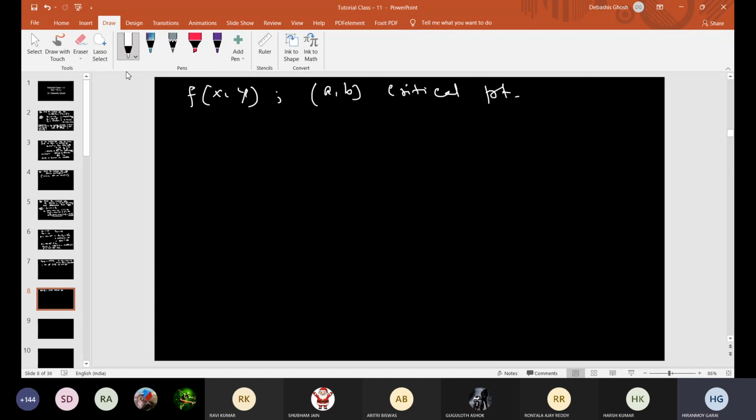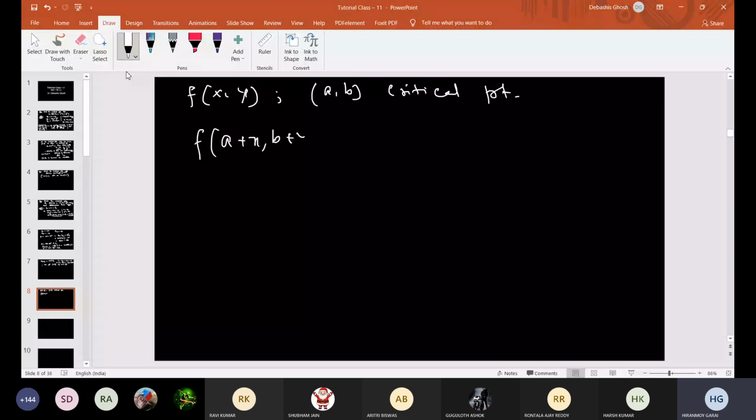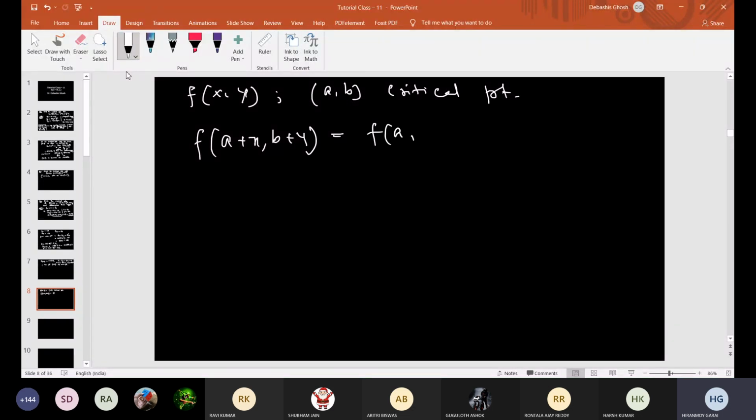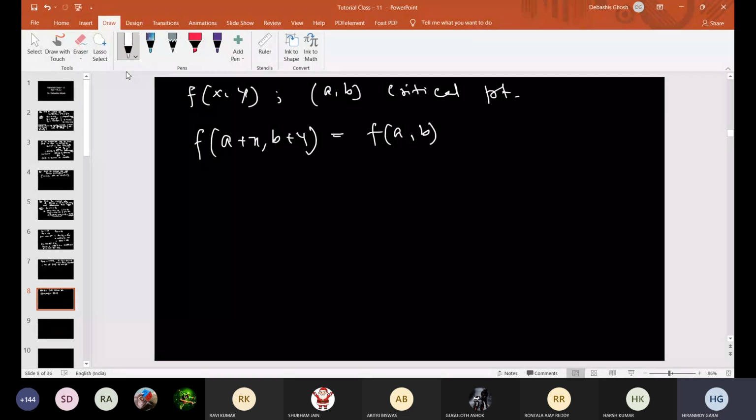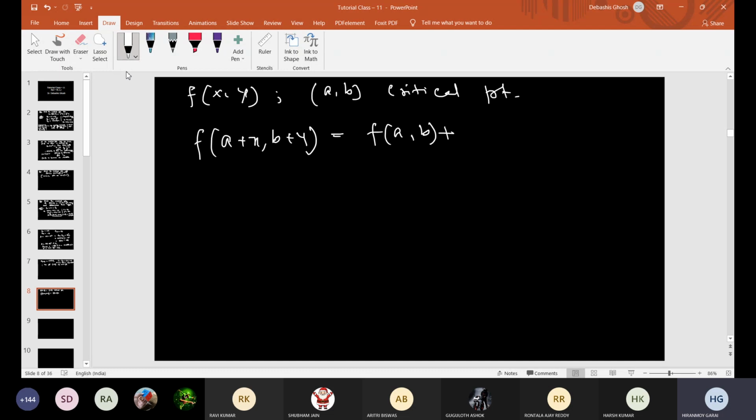Now, around this point (a, b), we can have the Taylor series expansion. If you consider f of (a plus x, b plus y), then this is equal to f of (a, b). Just recall the Taylor series expansion: then it equals f(a, b) plus (x minus a) into f_x at (a, b), plus (y minus b) f_y at (a, b), and then plus the squared terms.